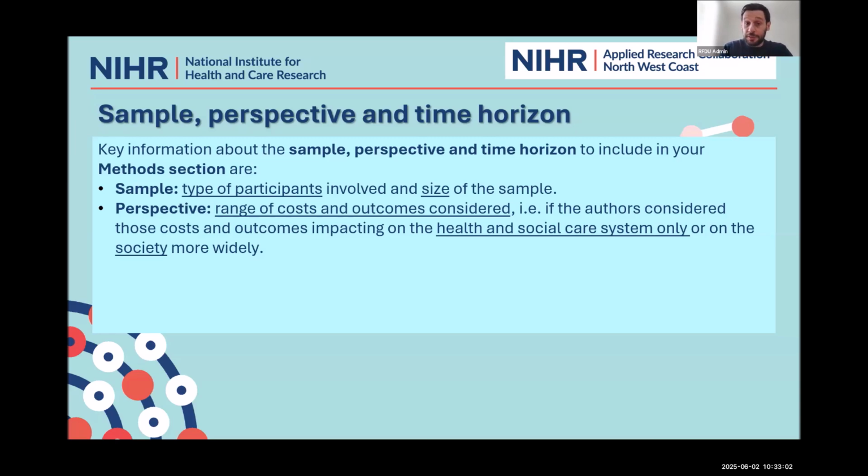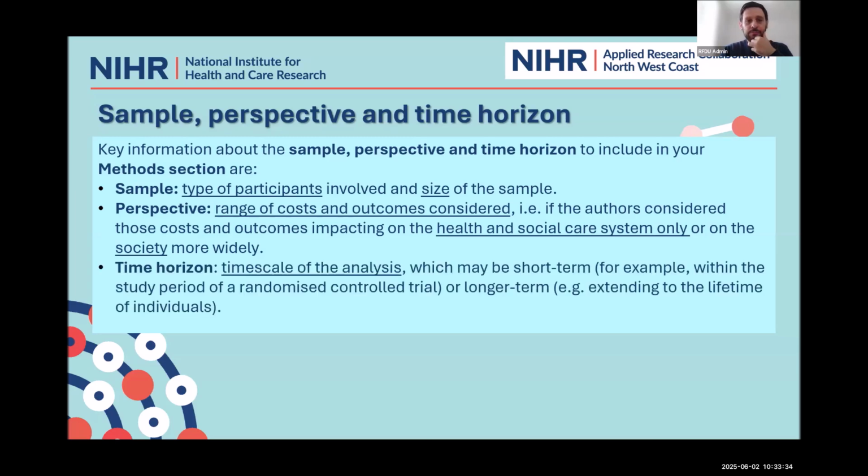For example, you can think about productivity costs. So if people have to take time off work in order to receive the intervention, or in order to recoup from an intervention, that means that companies might need to recruit another person, temporarily or permanently. So these are costs and outcomes which we could consider. As a minimum, an economic evaluation, especially in the UK, should have a health and social care system perspective as part of the analysis. Time horizon instead reflects the time scale of the analysis, which could be very short term.